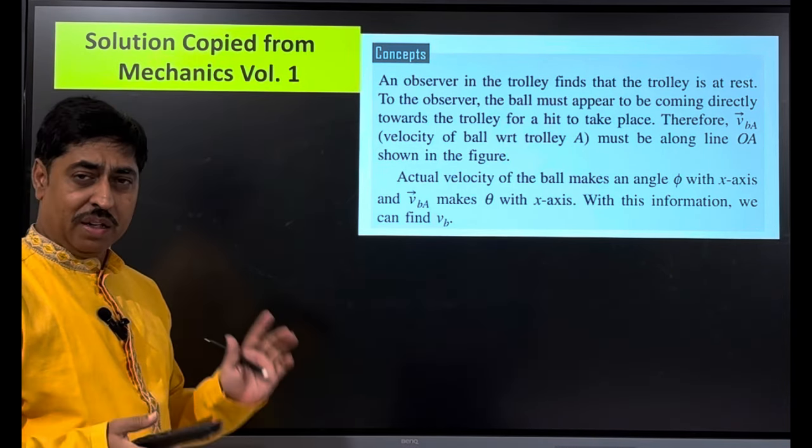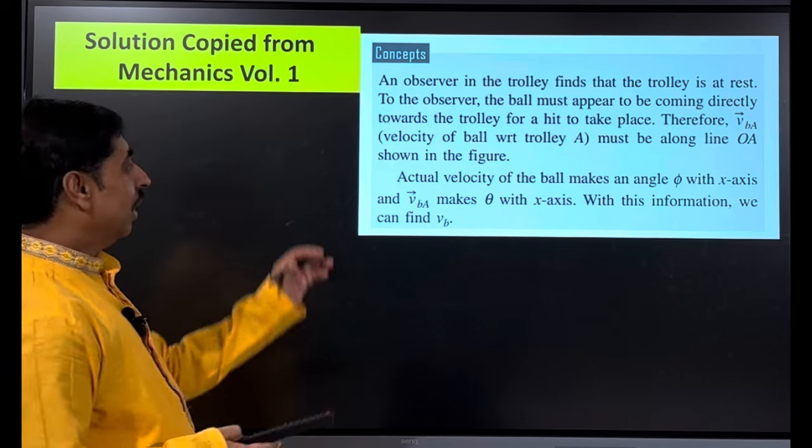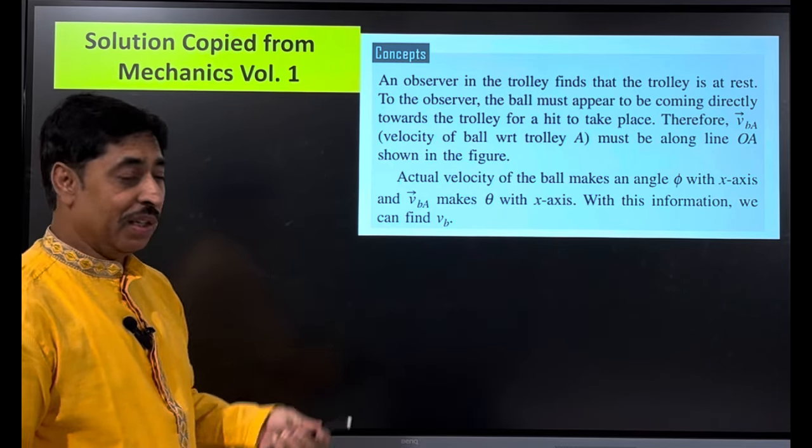The book is Mechanics Volume 1, written by me, and this is how the solution has been explained in the book.